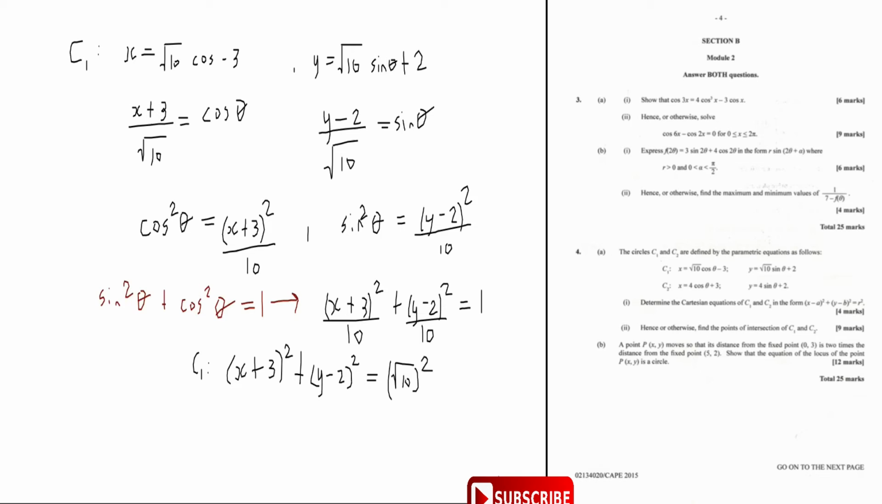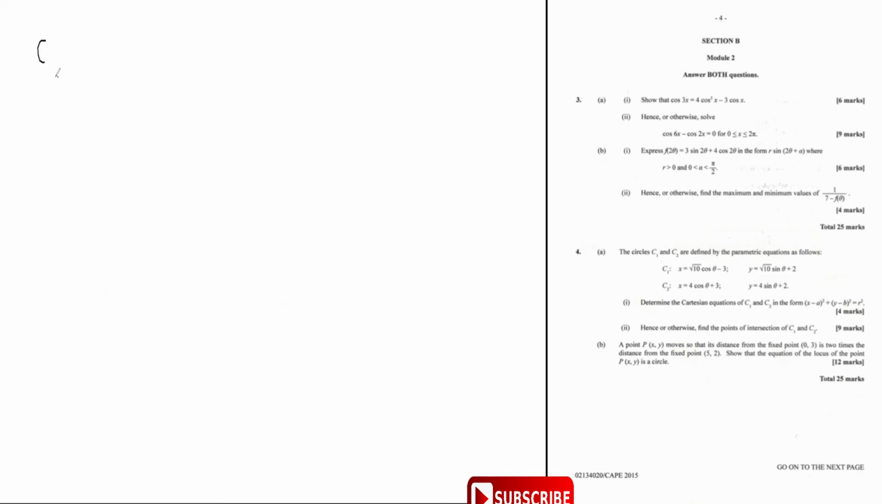We're going to do the same for C2. For C2, they give us 4 cos theta plus 3 is equal to x. And so all we need to do is make cos theta the subject. Subtracting 3 from both sides we get x minus 3, and then we divide through by 4 to get cos theta is x minus 3 over 4.